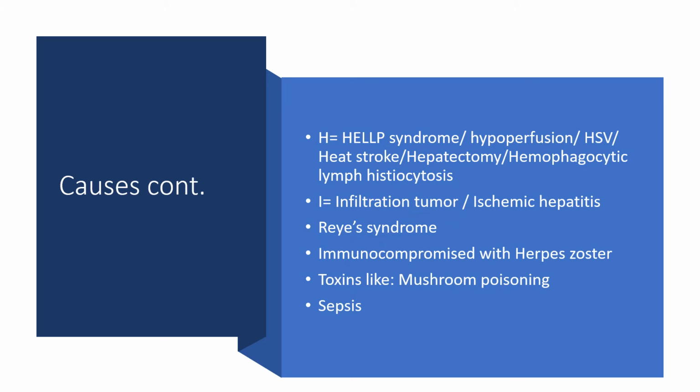Still on causes of liver failure, it could be HELLP syndrome. That is hemolysis, elevated liver enzymes, and low platelets. I have published a separate presentation on HELLP syndrome right here. You can check my channel for that. It could be hypoperfusion, herpes simplex virus, heat stroke, hepatectomy, hemophagocytic lymphohistiocytosis, infiltrating tumor or ischemic hepatitis, Reye syndrome, immunocompromised with herpes zoster, toxins like mushroom poisoning, and sepsis.